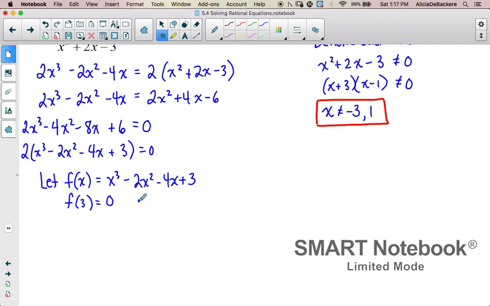And what that tells you, don't forget to explain what that means, is that x minus 3 is a factor. And then we can go through our long division process.